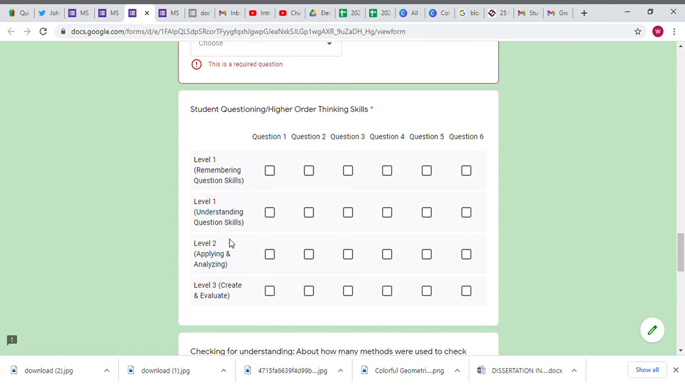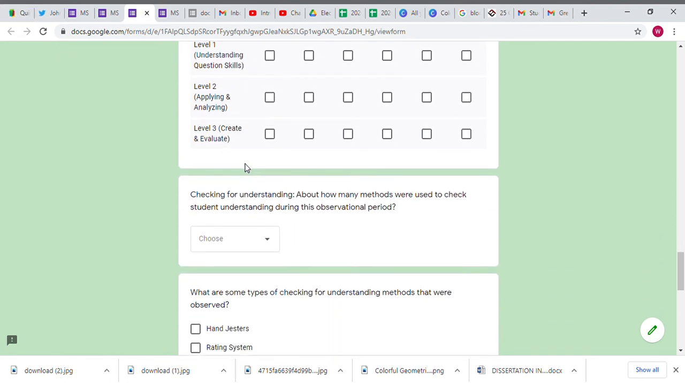So as soon as that question is asked, either by teacher or student, we will mark which question, how many questions it was for. So that is a way for us to track our student questioning and higher order thinking skills. And if you want to see some examples, I do have video that we'll be utilizing in additional PD.